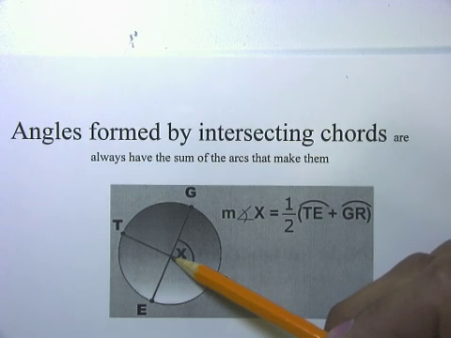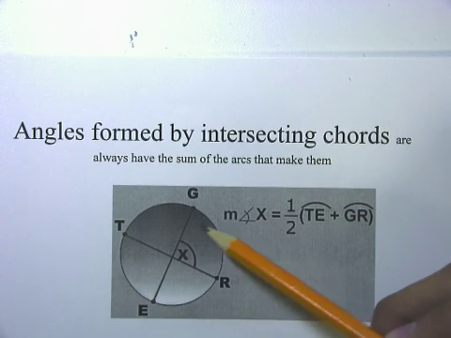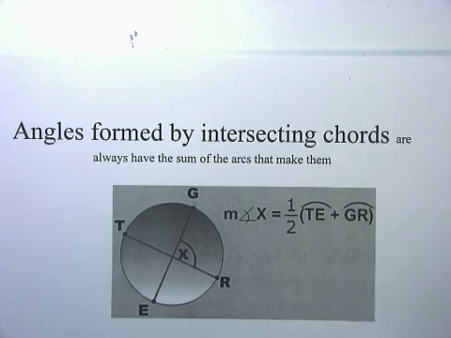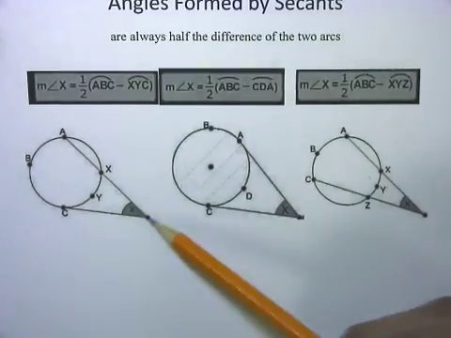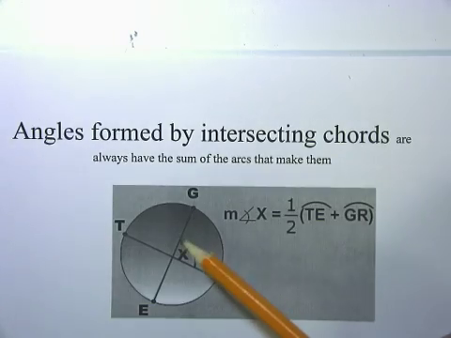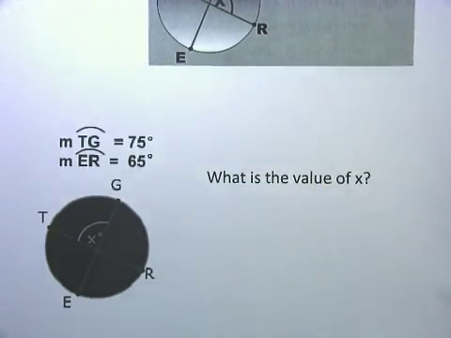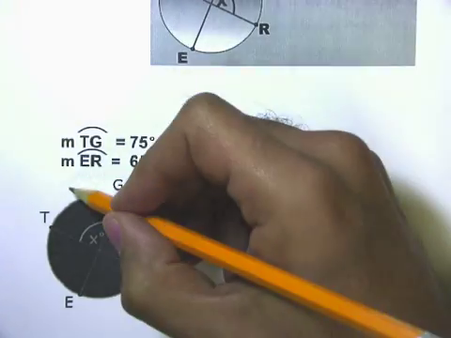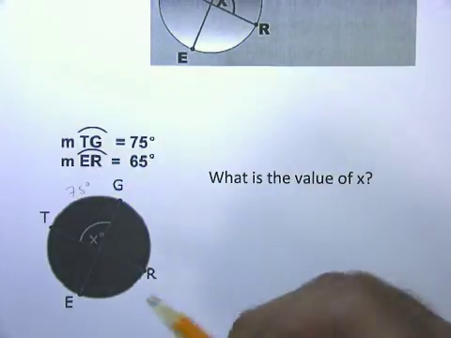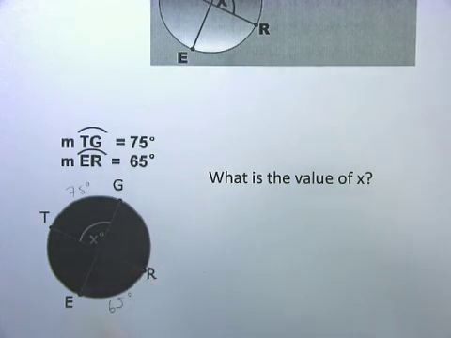Here I have a circle, I have arc TE, I have arc GR, and they want to know what is the measure of angle X, which, by the way, is not a central angle. Well, here, in order to solve this, I would add these two arcs and divide by 2. So where before, when my point was outside the circle, I subtract and divide by 2, when my point is inside the circle, I add and divide by 2.